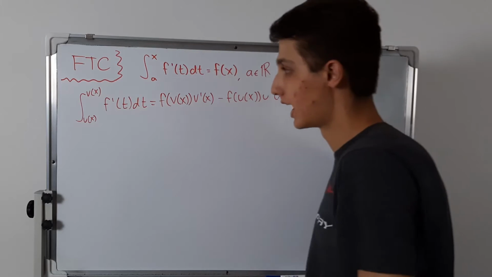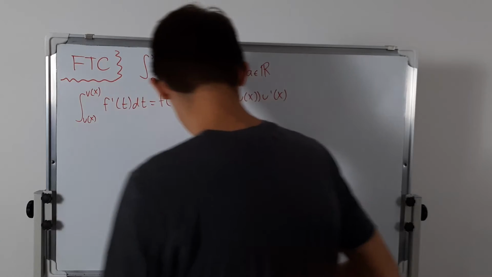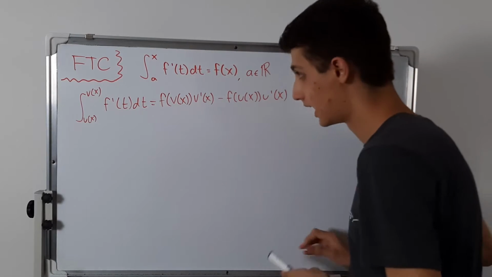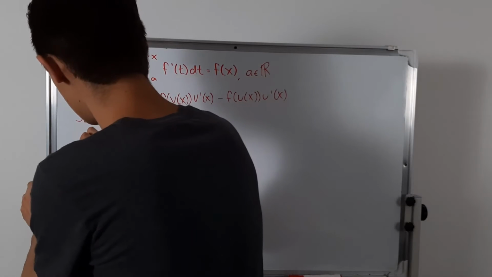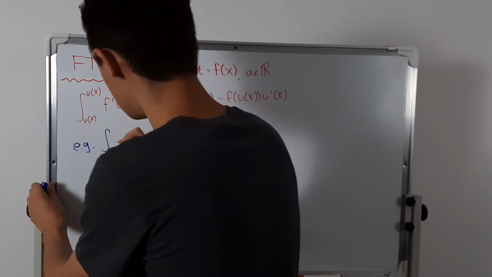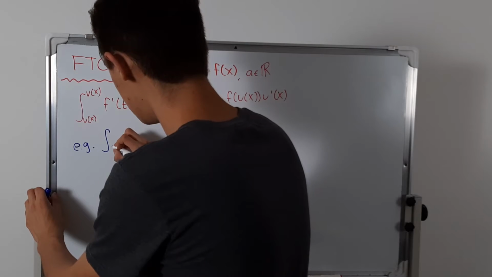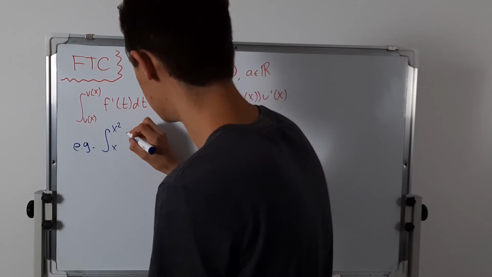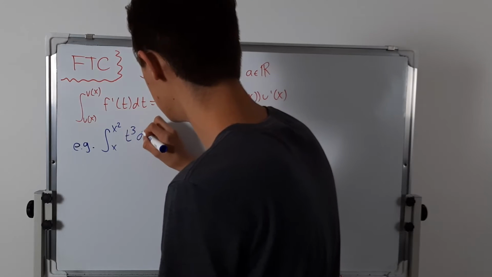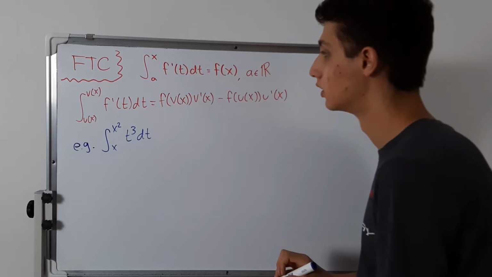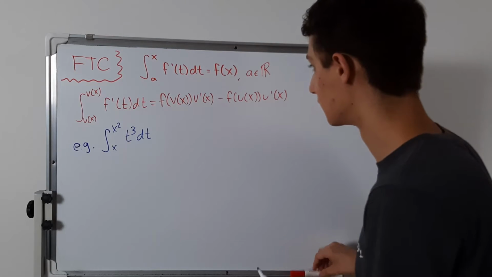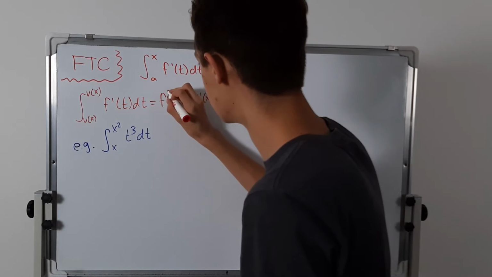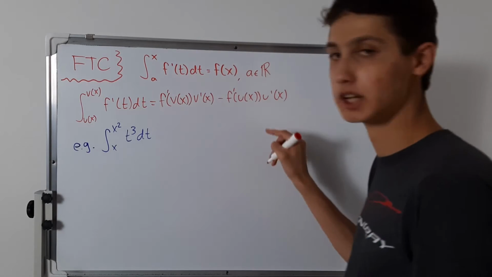So for example, let me do an example in blue here. If we had the integral from, I don't know, x to x squared of, I don't know, t cubed dt. Okay, so actually no, this is supposed to be f prime, right? It's going to be f prime. Wait, yeah, because basically this comes from the chain rule.